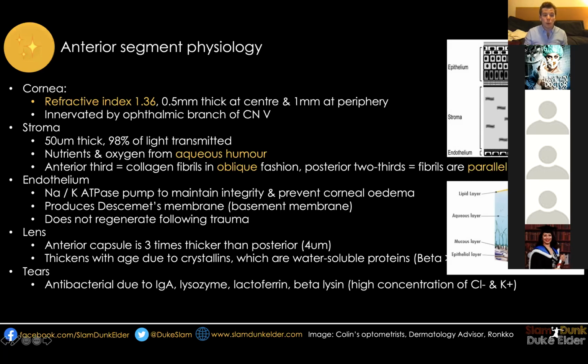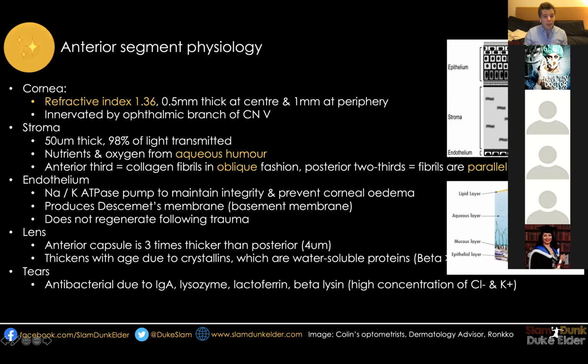The endothelium has active pumps to maintain the integrity of the cornea and supply nutrition to it, as well as pump out water if it ever gets insulted by corneal edema. It produces Descemet's membrane because every epithelium or endothelium usually has a basement membrane. And it does not regenerate following trauma, which is important because once you start to lose endothelial cells, that's a ticking time bomb for your vision and your cornea. You'll eventually need a corneal transplant.